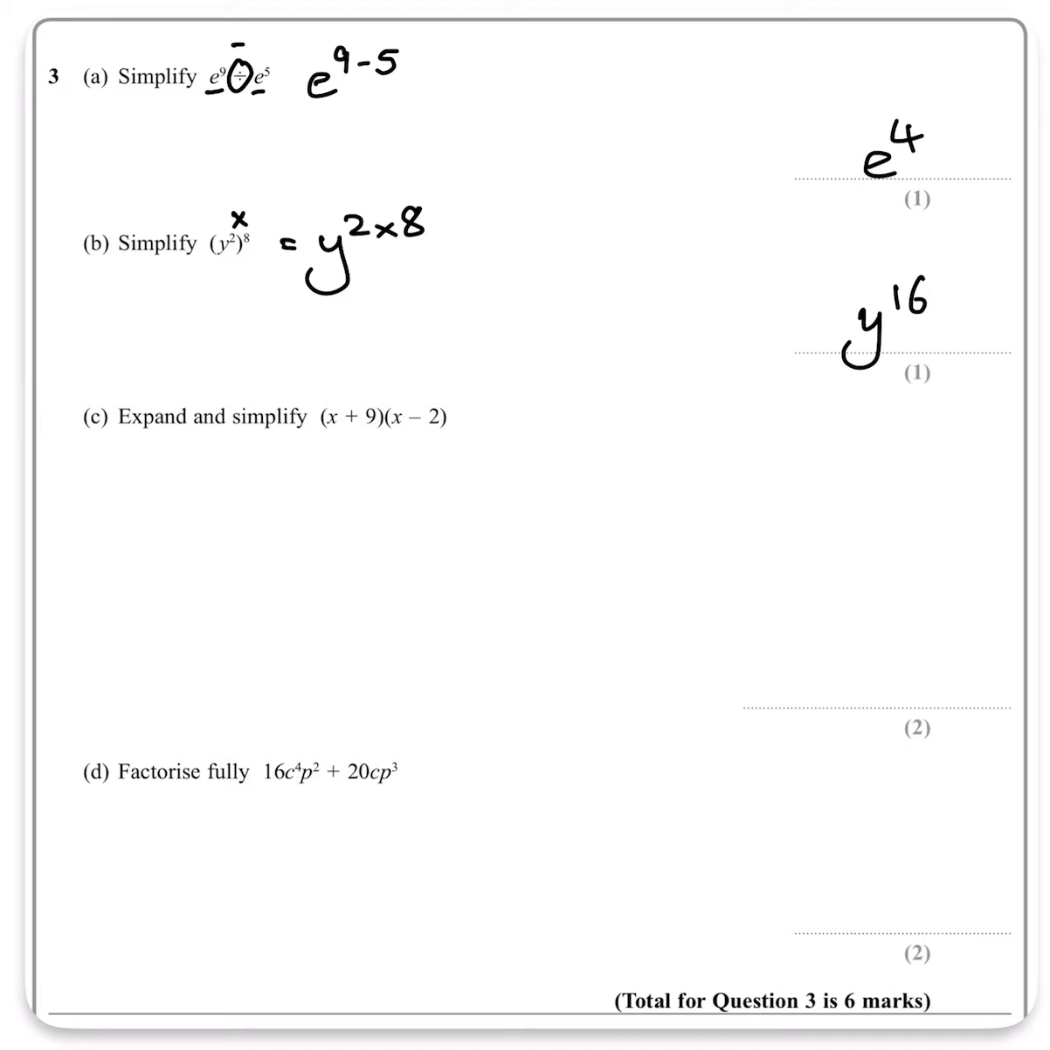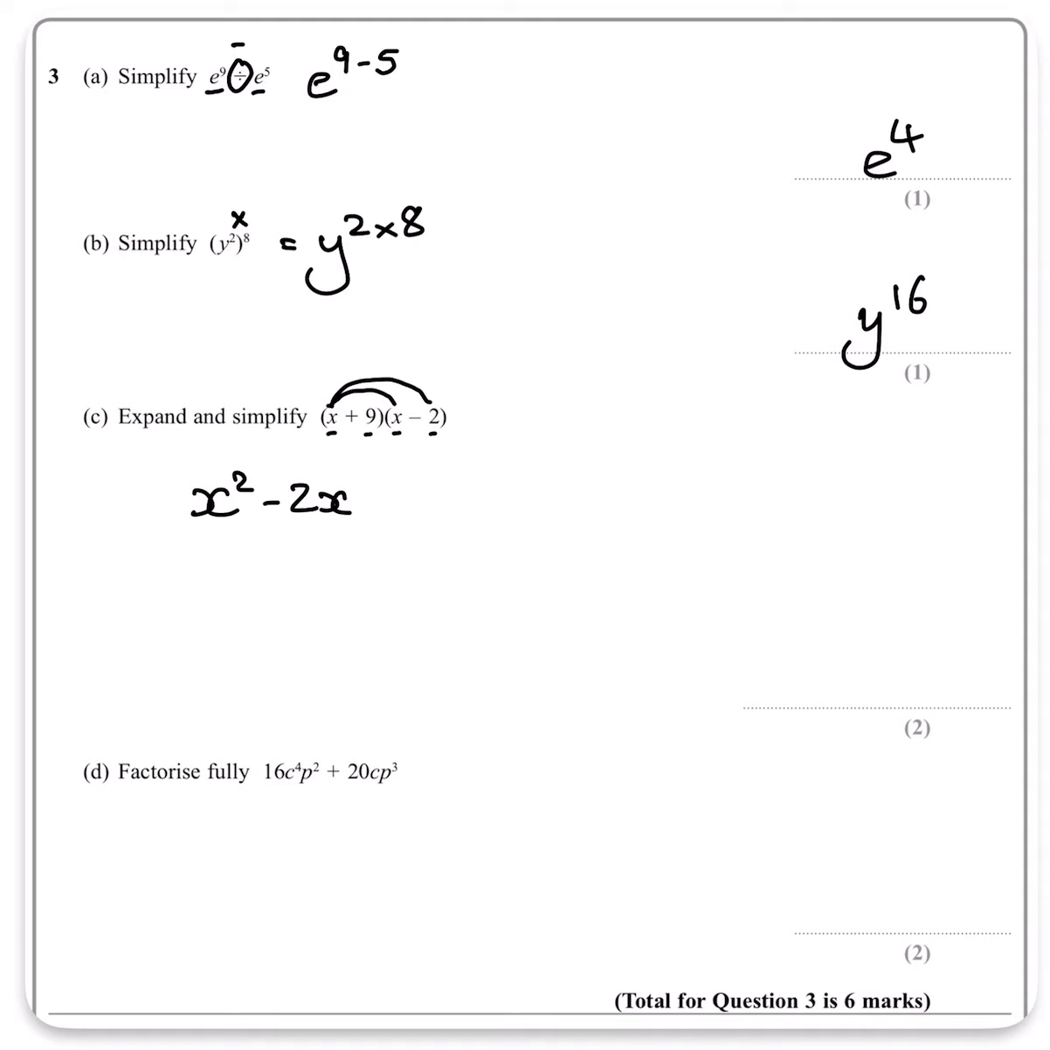Question C, expand and simplify. What this means is I've got 2 terms in the first bracket, and each of those have to be multiplied by the 2 terms in the second bracket. So first I'm going to start with the x, and I'm going to go over the top into the second bracket. So x times x gives me x squared. x times minus 2 gives me minus 2x.